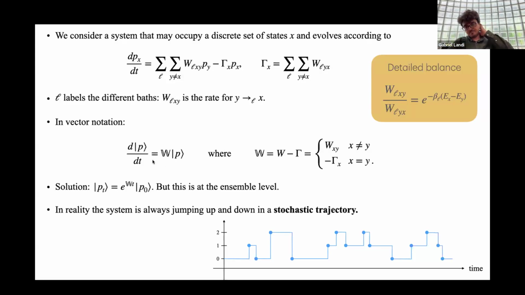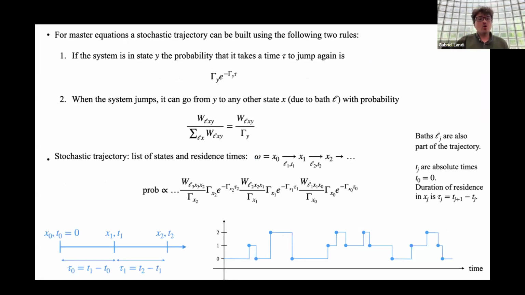Very simple, very direct. However, this equation is all at the ensemble level. What this describes is the dynamics of a probability distribution at the level of the ensemble. It is much more important to think about what is going on at the level of single trajectories. And what's going on is that the system will always be jumping up and down. So a stochastic trajectory might look something like this, right? It's random residence times in different states and then random jumps. And this happens indefinitely, right? The system will just keep doing this indefinitely in time. So to build a stochastic trajectory, we just need 2 rules.